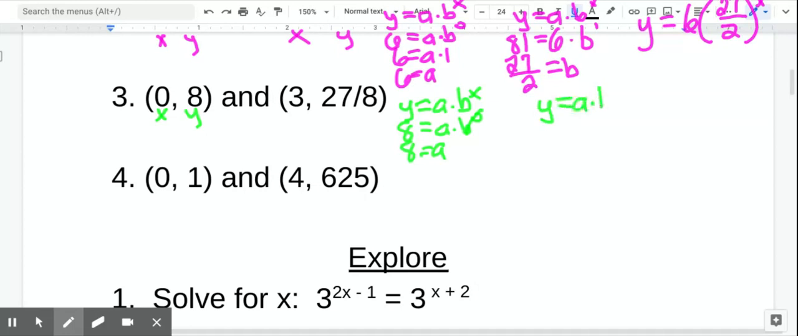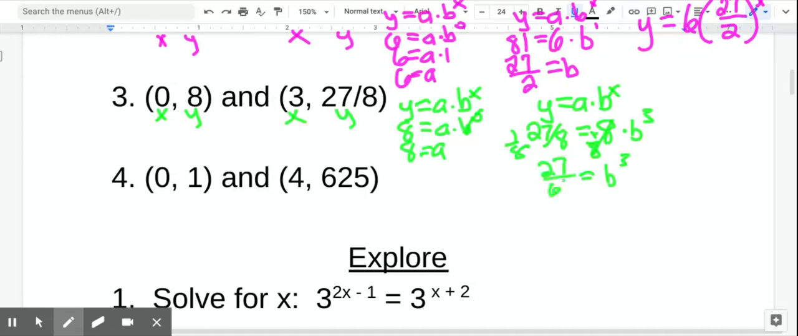And then we will do it again. So we'll plug in 27 eighths equals 8 times b cubed. Here we want to divide both sides by 8, which is the same thing as multiplying by 1/8, so those will cancel. So we get b cubed equals 27 64ths. Now to solve for b, we're going to take the cube root of both sides. The cube root of 27 is 3, and the cube root of 64 is 4. So b is 3/4. So our equation is y equals 8 times 3/4 to the x.